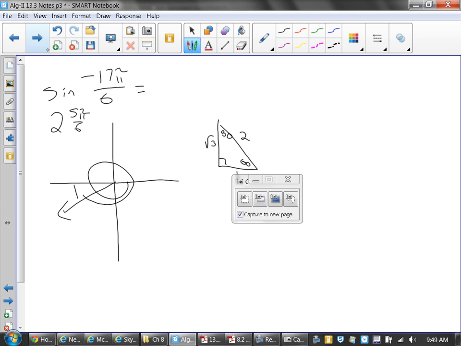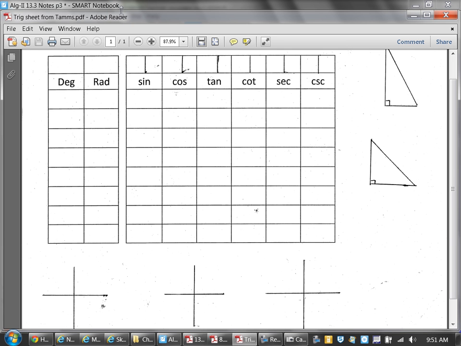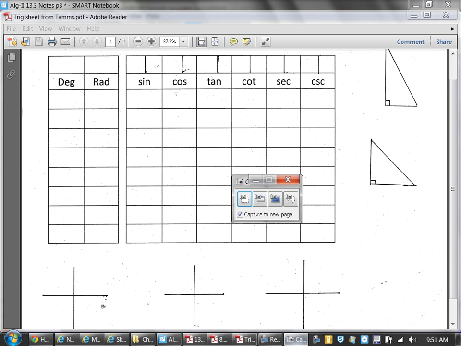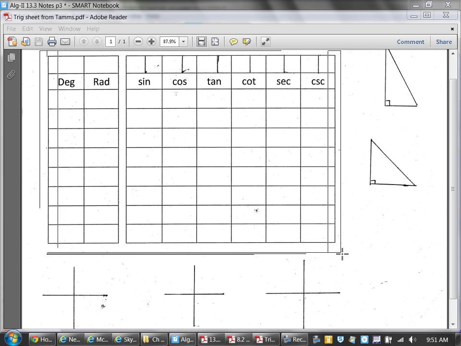So let me show you guys this. Let me pause this for a second. I did not get a chance to import this into the SmartBoard, so you'll have to bear with me here for a second. I'm just going to put the table in for now.